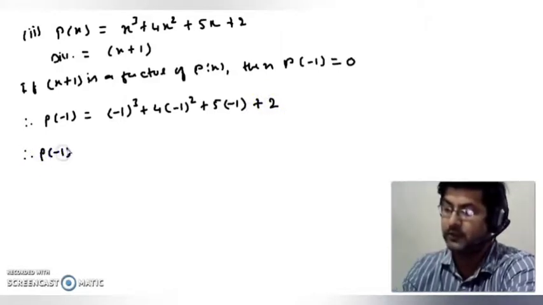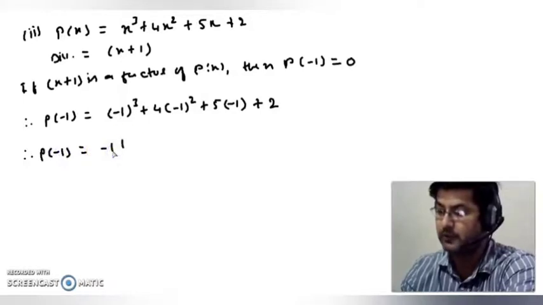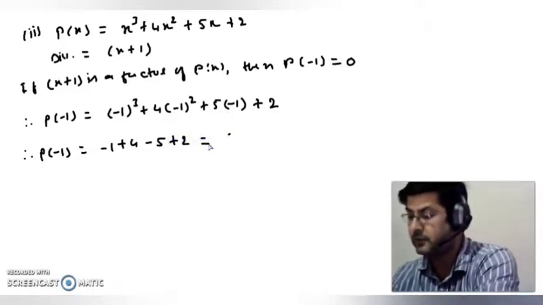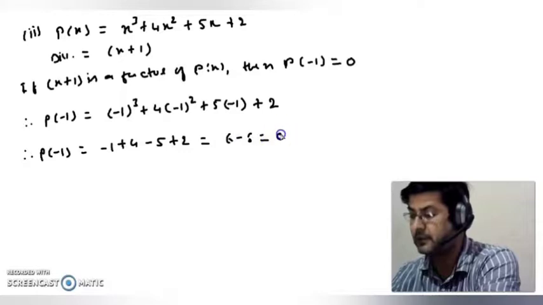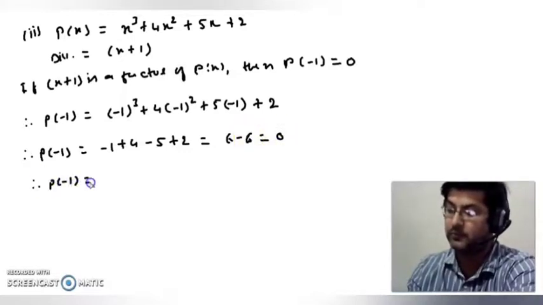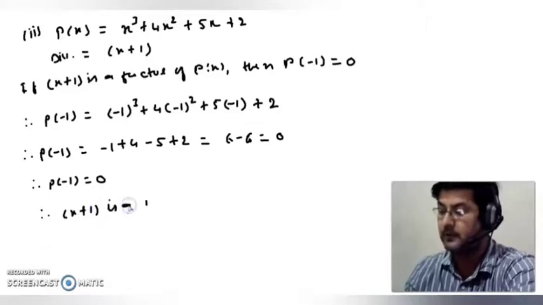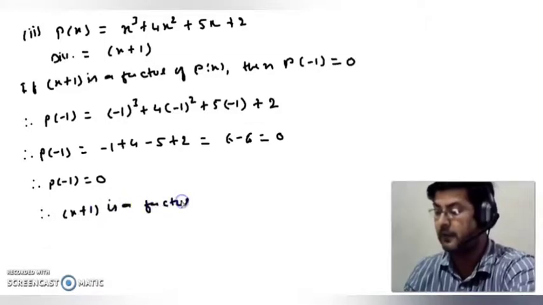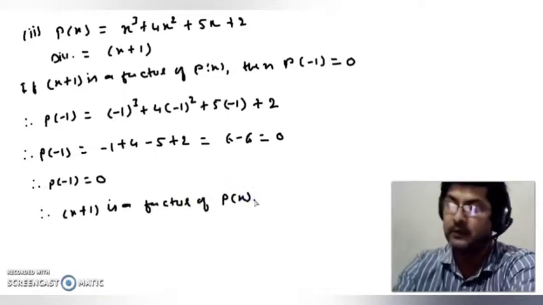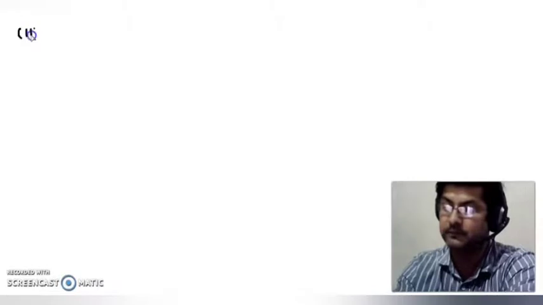Therefore, p of minus 1 is equal to minus 1 plus 4 minus 5 plus 2, which is equal to 6 minus 6, which is equal to 0, and therefore we got the value of p of minus 1 to be 0, and therefore we can write now x plus 1 is a factor of p of x. Clear? Okay, now let us solve the third one.